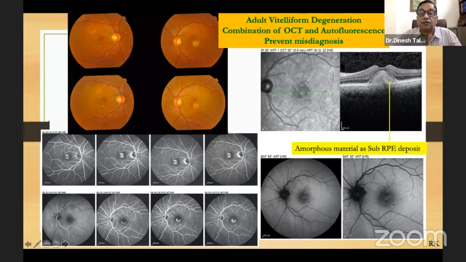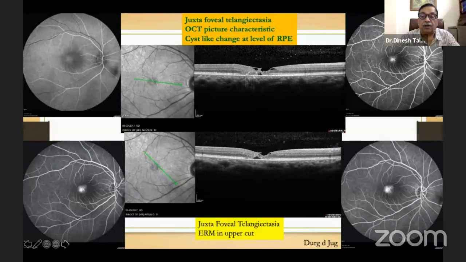At the same time, sometimes there are some mimics, like what you see over here. This looks like a type 2 CNVM, but actually this is amorphous material. If you do an angiogram, you find that it's not increasing in hyperfluorescence. If you see the autofluorescence, it shows as an autofluorescent area. And that is your clue that you're dealing with adult vitelliform degeneration. This does not require any treatment.